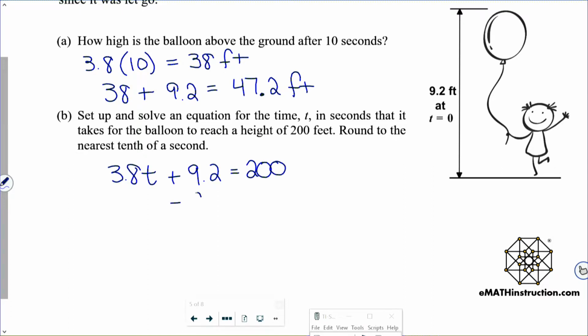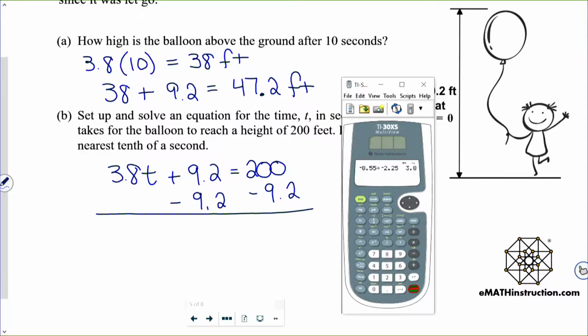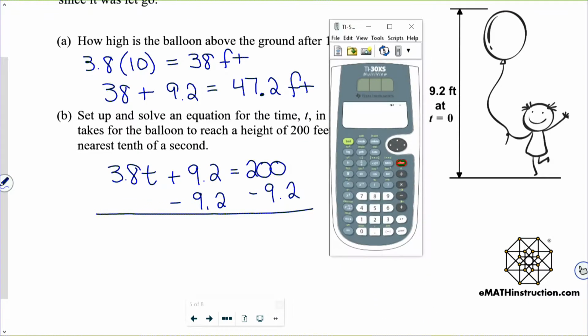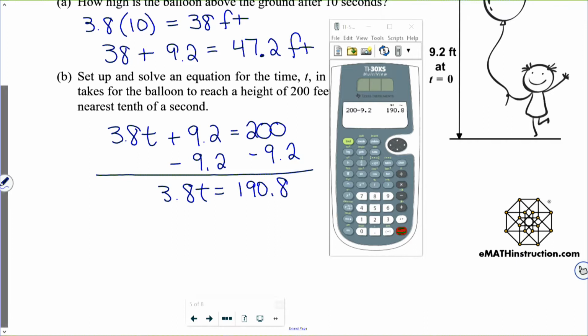To solve this, I'm going to subtract 9.2 from both sides. And again, why don't we now bring out our calculator for this? If you can do any of these things in your head, go ahead and do them. On the other hand, if you want to speed up your work some, you're going to simply use the calculator. So I'll have 3.8t is equal to 190.8. Bring the screen up a little bit.